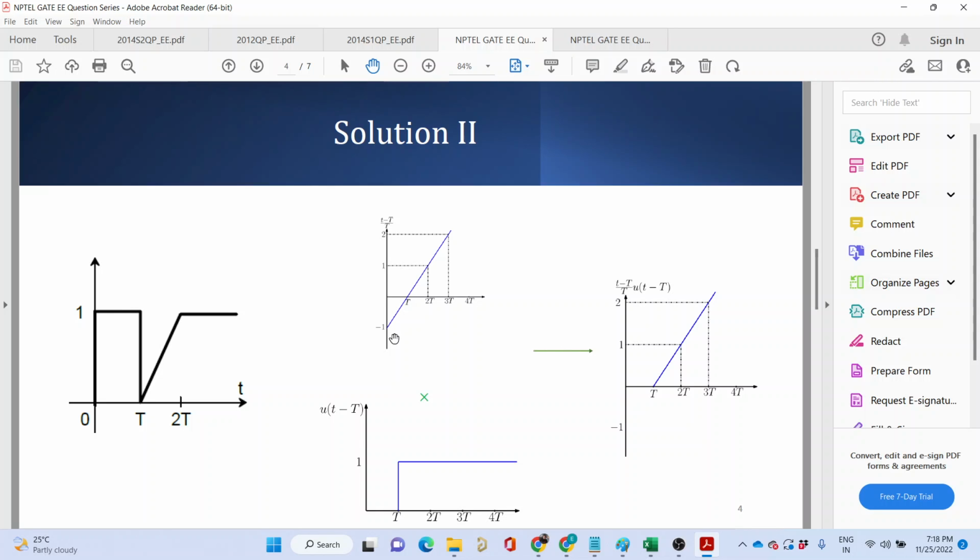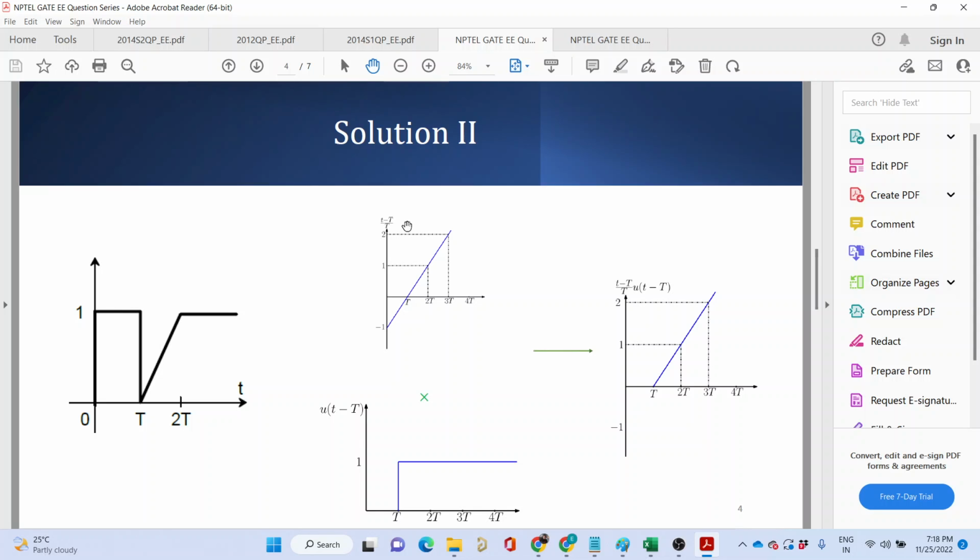1 minus t, you are talking about the small t, right? So 1 minus t means the slope is negative. That is not true. The slope is positive, right? So you break this into, like partial fraction breaking, break it. So what it becomes is small t by capital T minus 1. So small t by capital T means 1 by T is your slope, right?